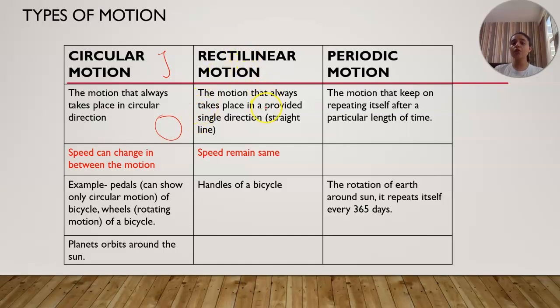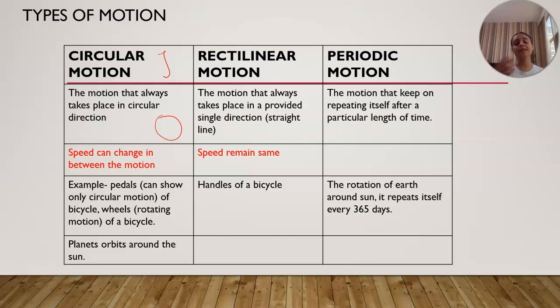And then we have studied about rectilinear motion. So what we have studied in rectilinear motion, the motion that always takes place in a provided single direction, where the direction is being prescribed, that any vehicle, any object must travel in a straight line or a straight path. And also we have learnt about the periodic motion, the motion which keeps on repeating itself in a particular length of time. Okay, so in examples we have learned that the rotation of the earth around the sun, which repeats itself for our 365 days, and rectilinear motion, handles of a bicycle, which is always straight.